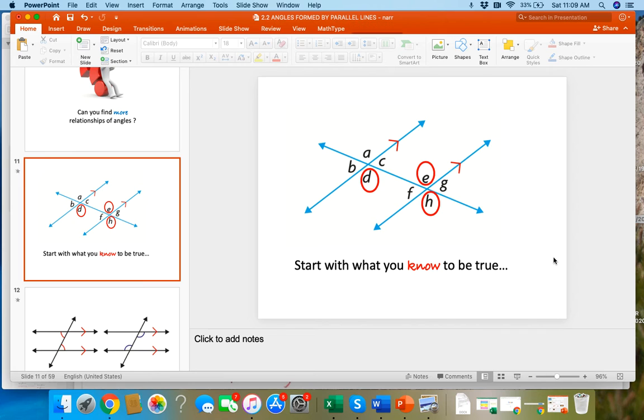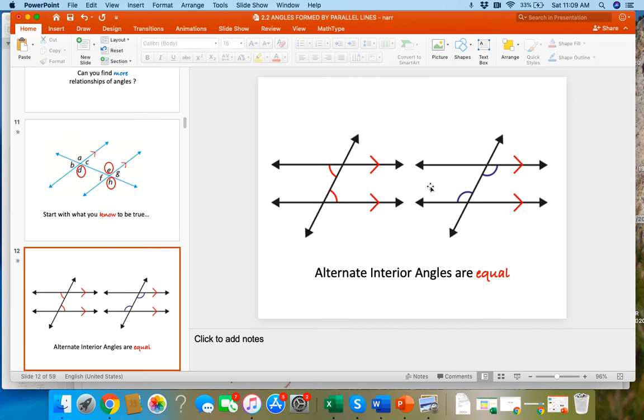Now, if I stop and take a look at what I've just discovered, all the angles that I've circled with the red are equal to one another. So now you should be in the position to tell me what you know about alternate interior angles. D and E are alternate interior angles, so they are actually equal to one another. So we've learned that alternate interior angles are equal.